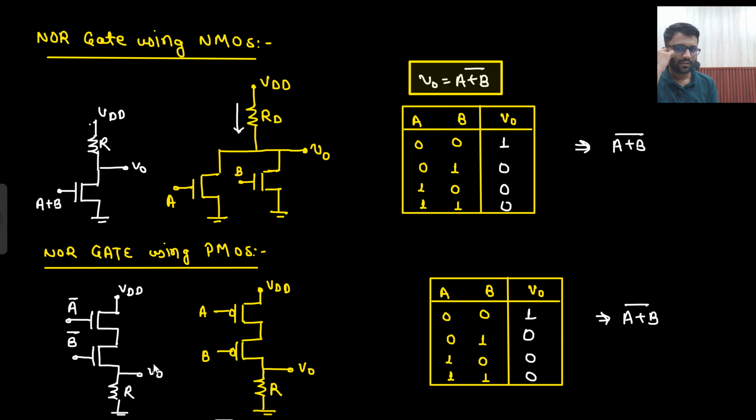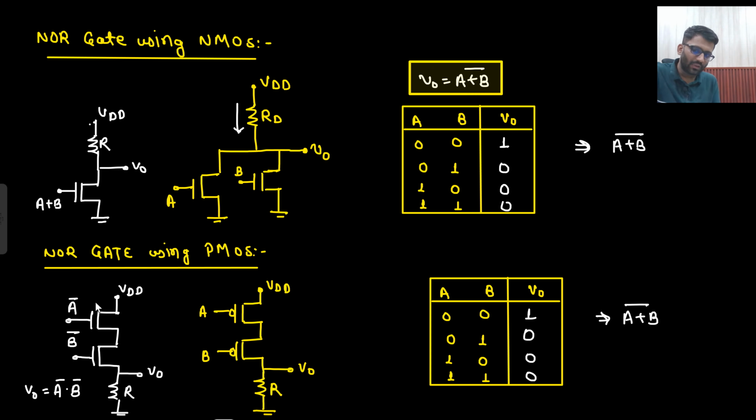Right? So what is my Y equal to? A bar dot B bar. Okay, parallel connection we will see. Parallel connection we are going to see. So V naught is equal to A bar dot B bar.